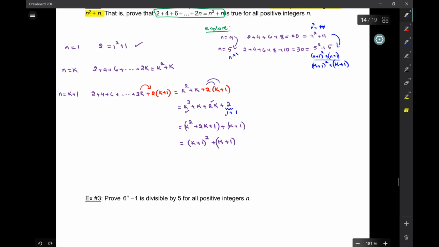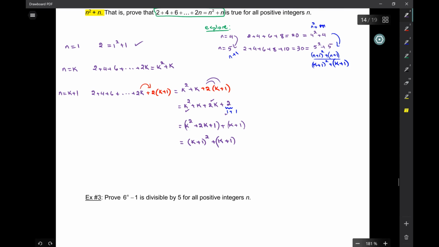Do I have what I want it to have? Yes? Look, what did I need in the blue? k plus 1 squared plus k plus 1. And I have it right there. So that's it. I'm done. I copy this back.